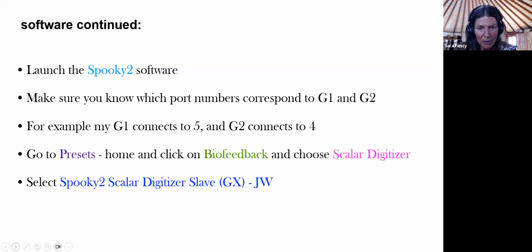All right, that's the first thing in the menu, biofeedback, and choose Scalar Digitizer. Select Spooky2 Scalar Digitizer Slave. All right, that's important. There's only 4 options in that menu. There's 2 hunting kills and 2 scalar digitizers, right? One's a slave and one's a master. You start with the slave.